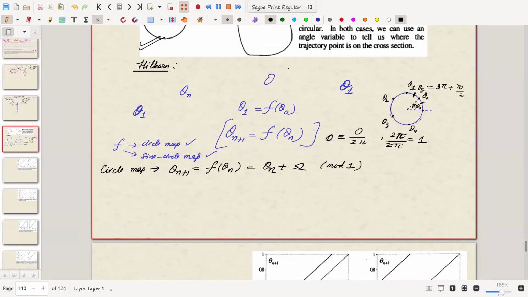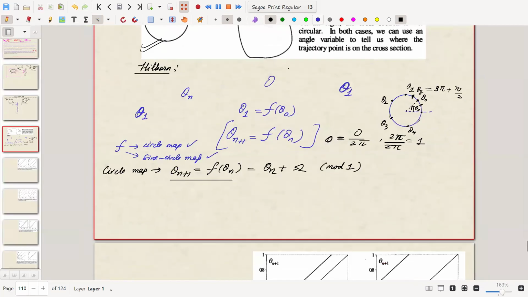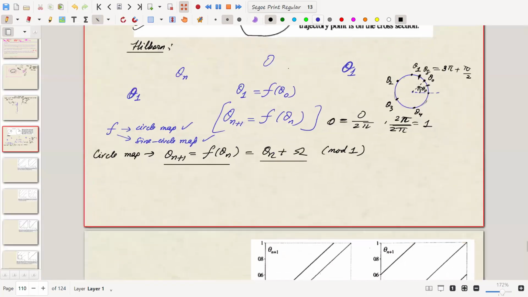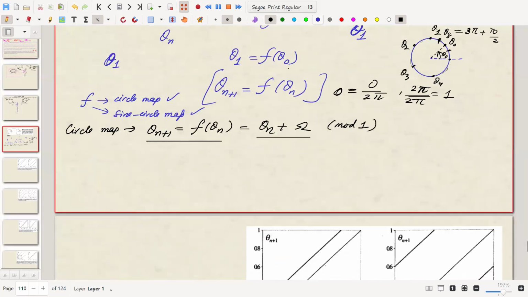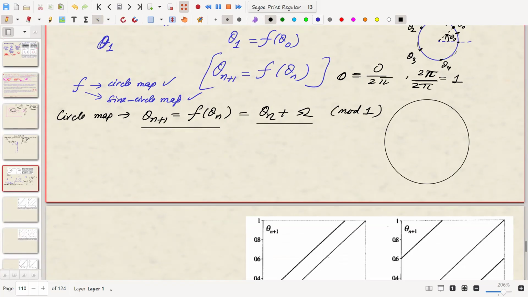So you are getting what I have written here. This part you already knew. Now I am telling you what f of theta n looks like. It is just a linear function, theta n plus omega. So can you understand how the map is behaving? It is very nice. Can you tell me the dynamics of the map just by looking at it? Draw a circle, maybe a bigger circle. Suppose a bigger circle.